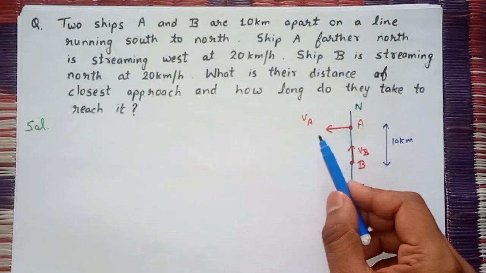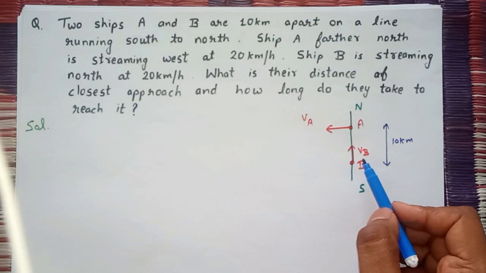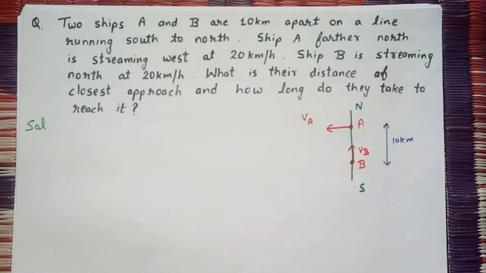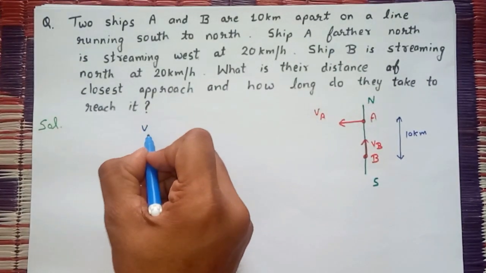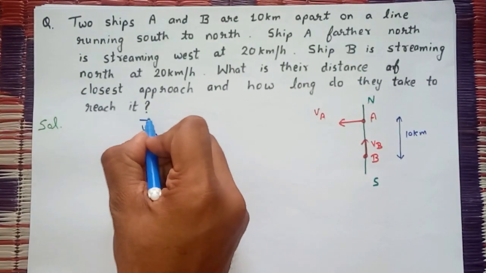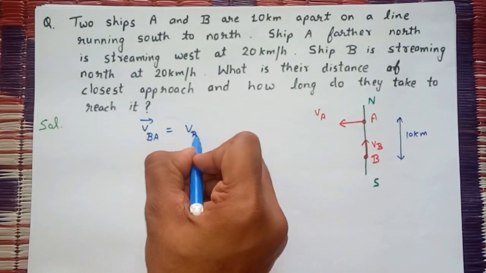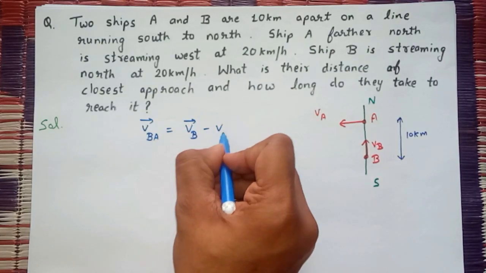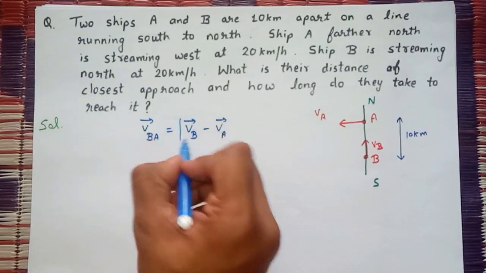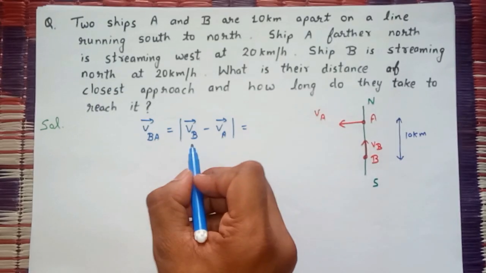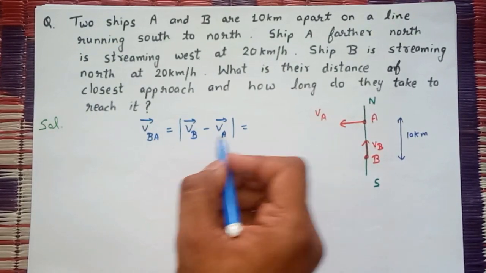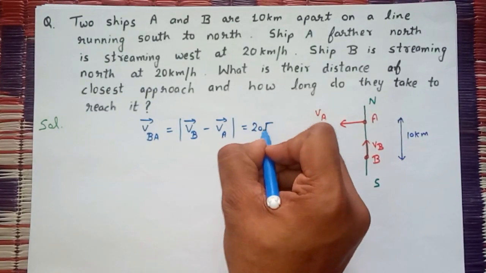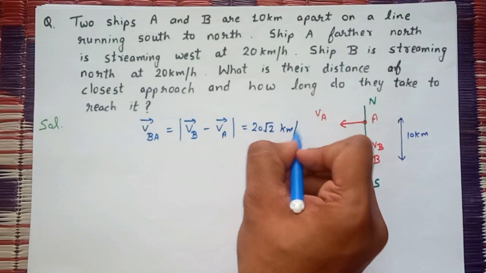See, this is the velocity of A and this is the velocity of B. So if I want to find the velocity of B with respect to A, it will be velocity of B minus velocity of A, and I want to find its magnitude. By the formula of magnitude, that is square root of a square plus b square plus 2ab cos theta, I can find its value. It will be 20 root 2 kilometer per hour.